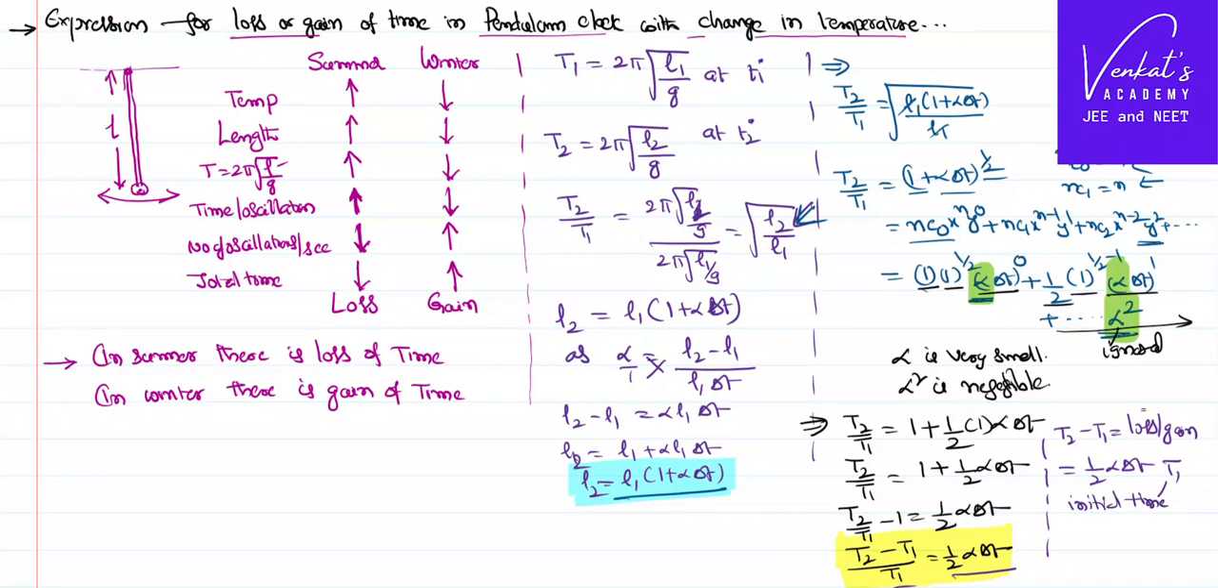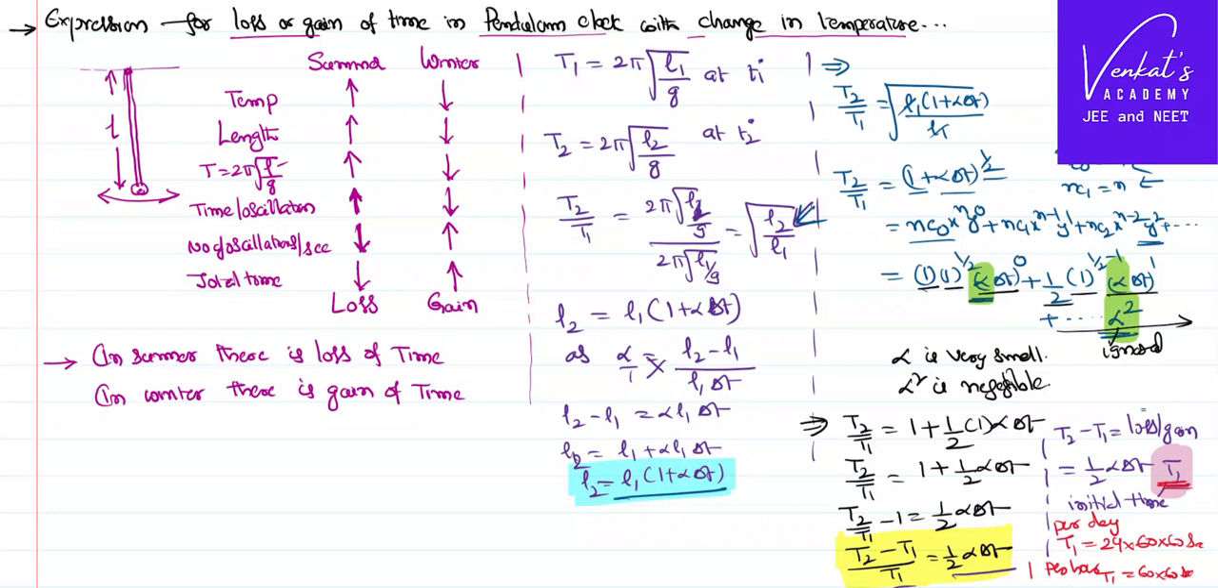How much is that initial time? We shall take it in seconds. That means if you want to calculate the loss or gain of the time per day in a given problem, in the place of T1 you have to write how many seconds are there per day: 24 hours, 60 minutes and 60 seconds. But if you want, say for example, per hour, in place of T1 I will write 60 minutes and 60 seconds. Like that, the value of this T1 will change depending on what is given in the problem.